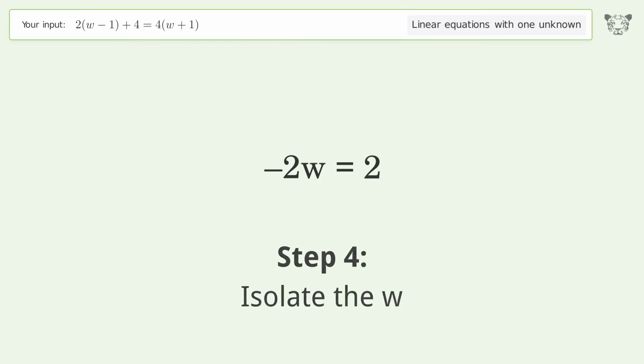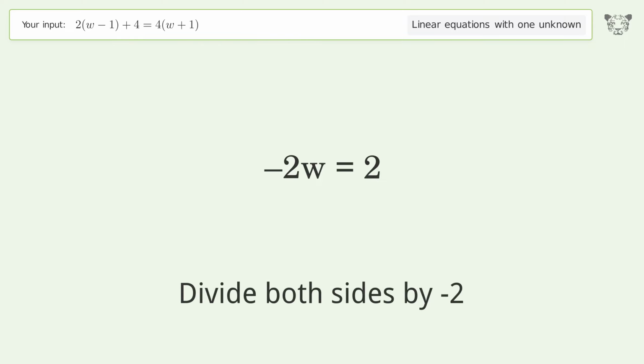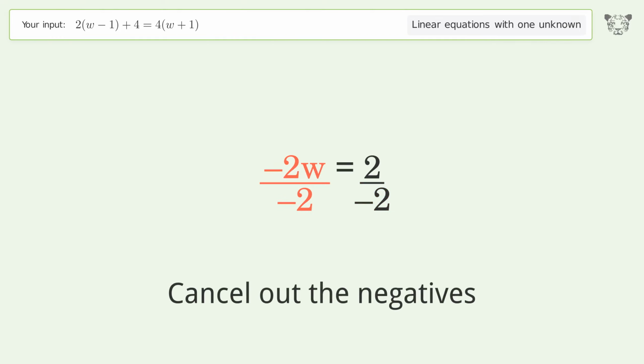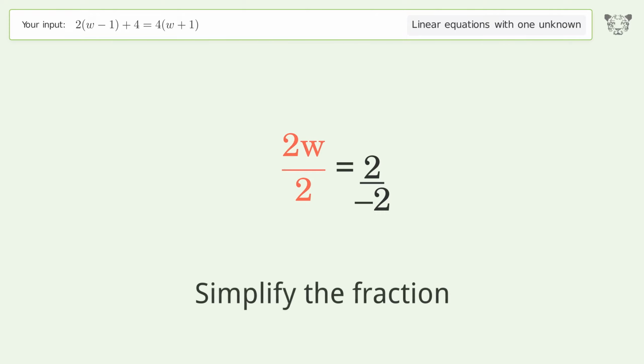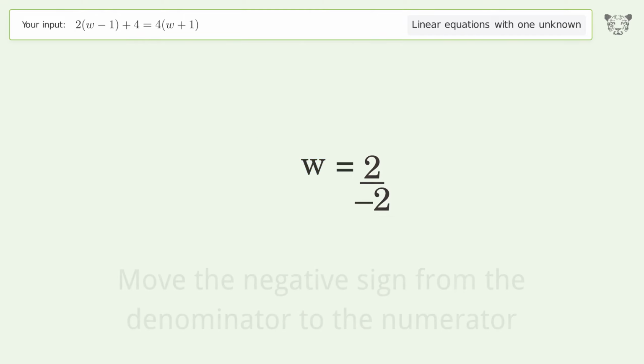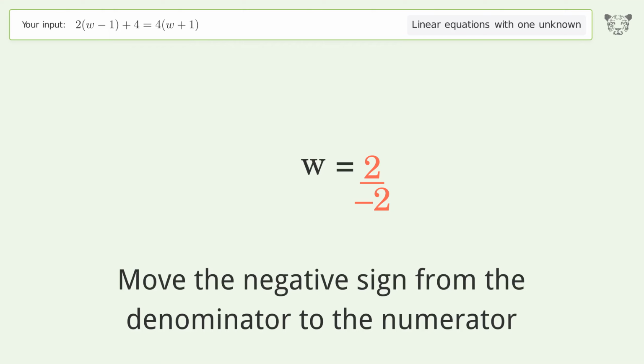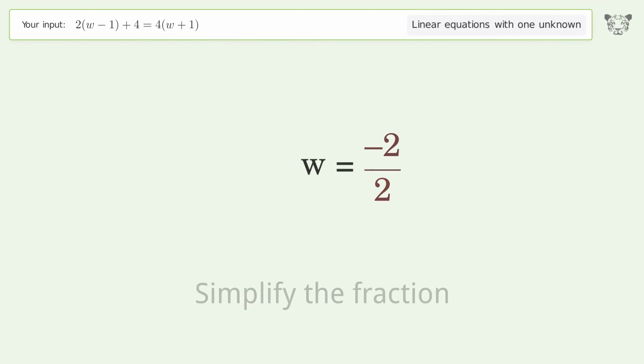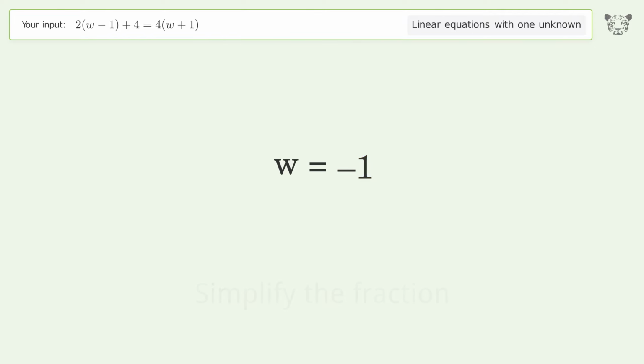Isolate the w. Divide both sides by -2. Cancel out the negatives. Simplify the fraction. Move the negative sign from the denominator to the numerator. Simplify the fraction. And so the final result is w equals -1.